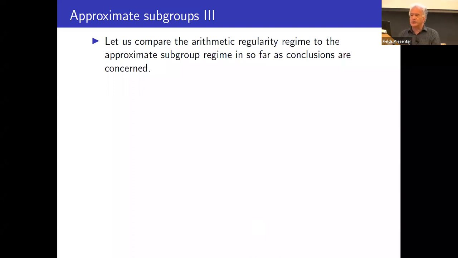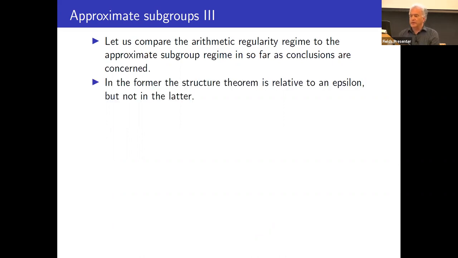So this part of the talk is kind of non-technical, but I'll get onto a technical thing later, which may take a bit more time. But I'll see how it goes; I don't mind not giving the whole talk, as long as I communicate a few ideas. Let's compare the arithmetic regularity regime to the approximate subgroup regime in terms of conclusions. In the former, in the arithmetic regularity context, the structure theorem is relative to an epsilon.